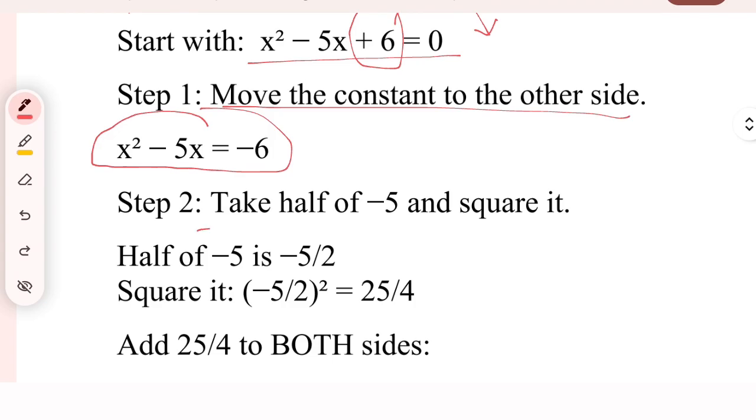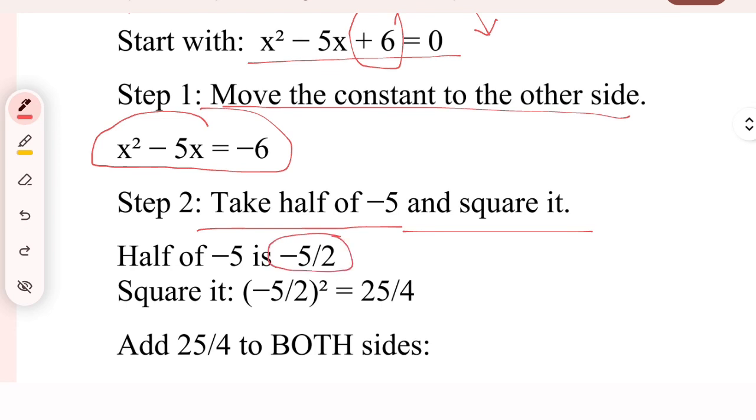We will take half of negative 5 and square it. All right? So the middle term is negative 5x, right? So it's negative 5, the middle term. What we will do is we will half it. So we will divide negative 5 by 2. So it will be negative 5 halves.